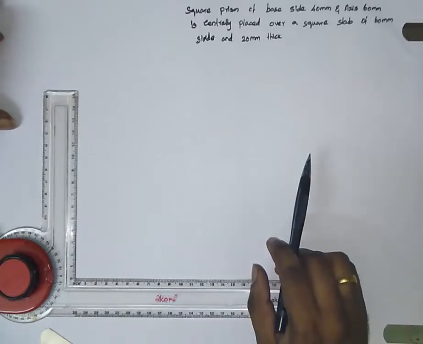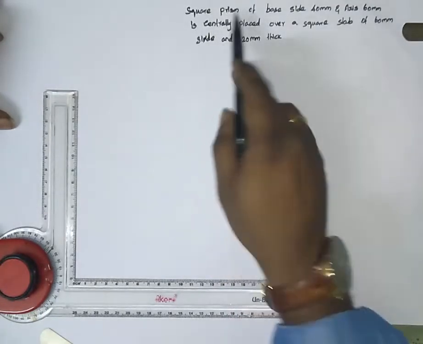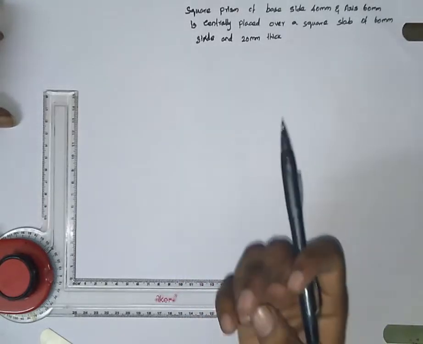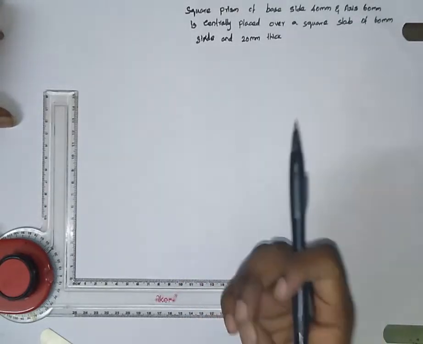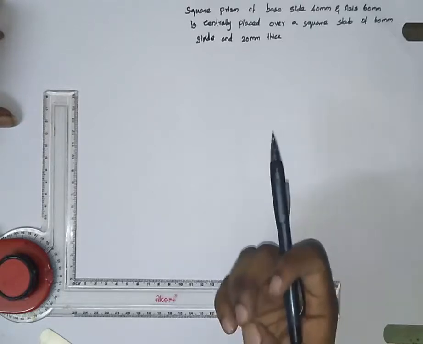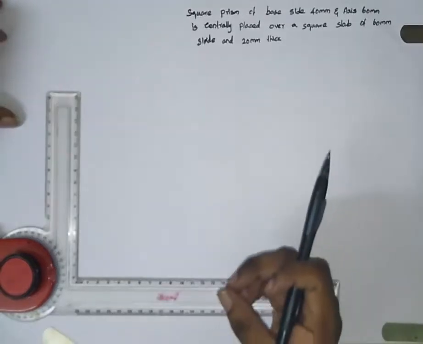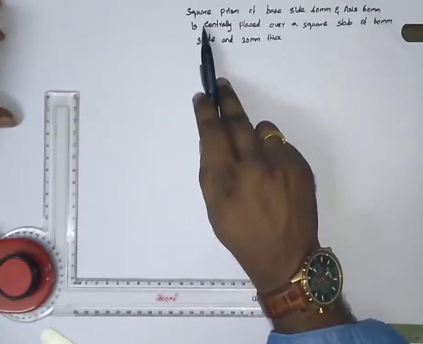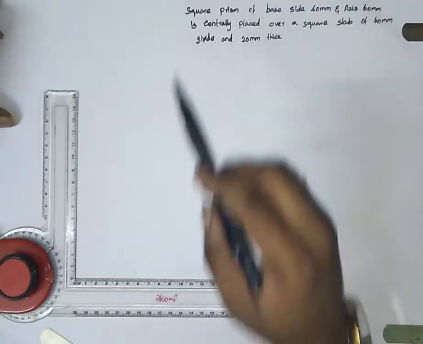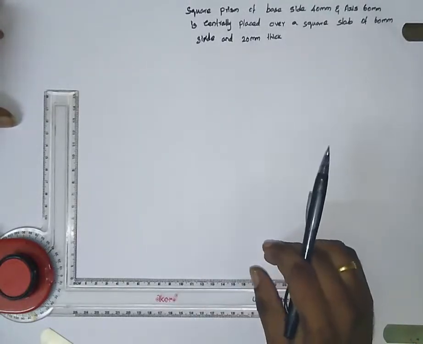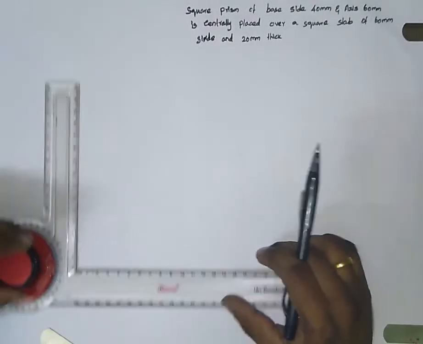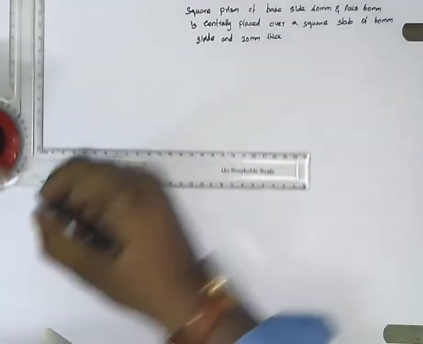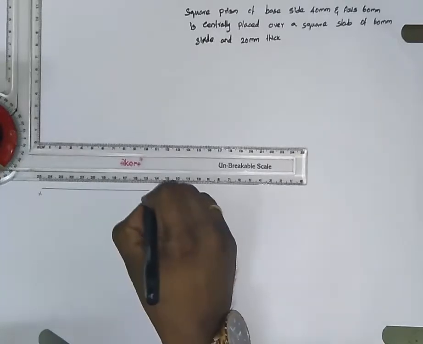Then you have to place a square prism over that slab centrally, that is, the center point of the square prism and the center point of the slab have to coincide. That is, the axis of the square prism and the axis of the square slab have to coincide. So now let me draw the simple position first, starting with my xy line like this. So this is x, y.